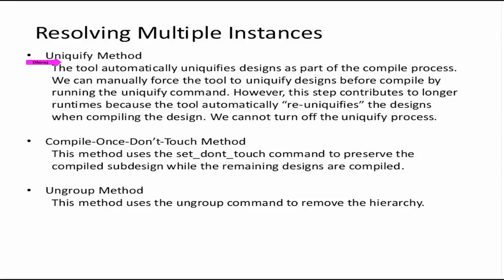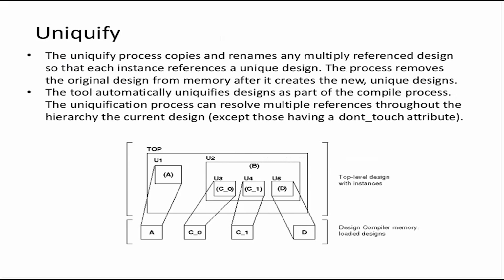The second process which we could use is the compile once don't touch method. We'll see what it means. Third is the ungroup method. Let's see in detail. Now in case of Unify, as soon as DC sees U3 and U4 belonging to the same module C, it will make two different copies. It will copy C into C0 and C1, and it will remove C. Now for all practical purposes, what DC did is create separate unique designs. Now this design top does not have any multiple instances.